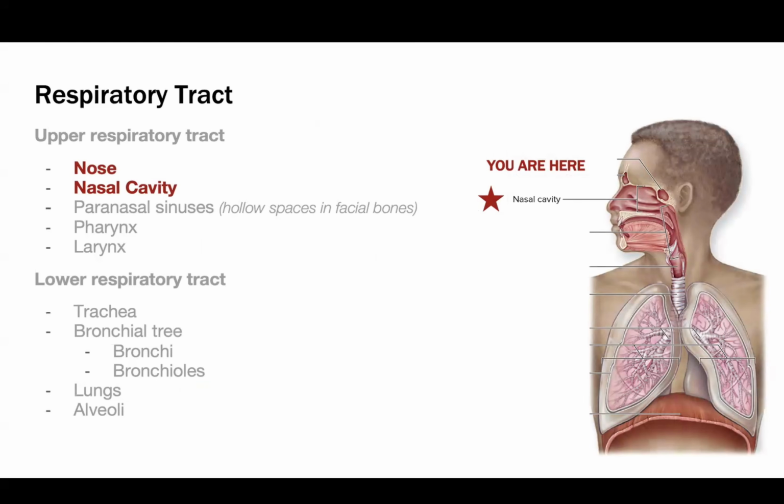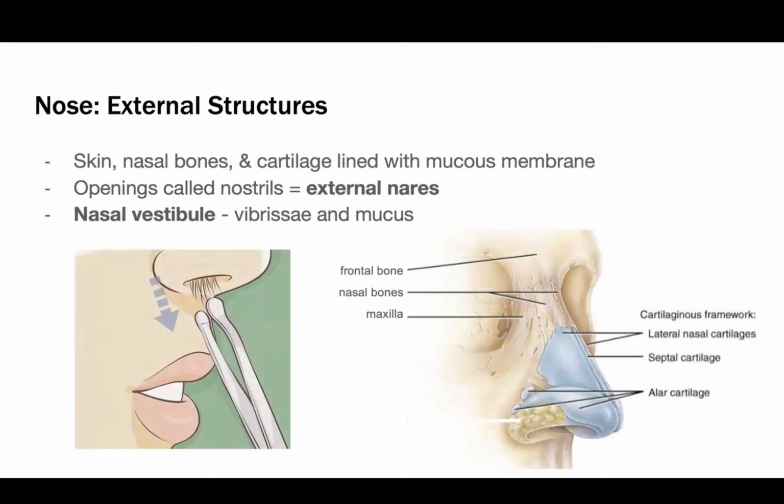Alrighty, now let's follow the passage of air through the respiratory tract. We're gonna start at the nasal cavity and the nose. Let's move from top to bottom now. The external nose is built from a bony framework. The frontal bone's located superiorly. You've got two nasal bones in the middle and the maxilla at the base. You've also got a cartilaginous framework that forms the shape of your actual nose tip.